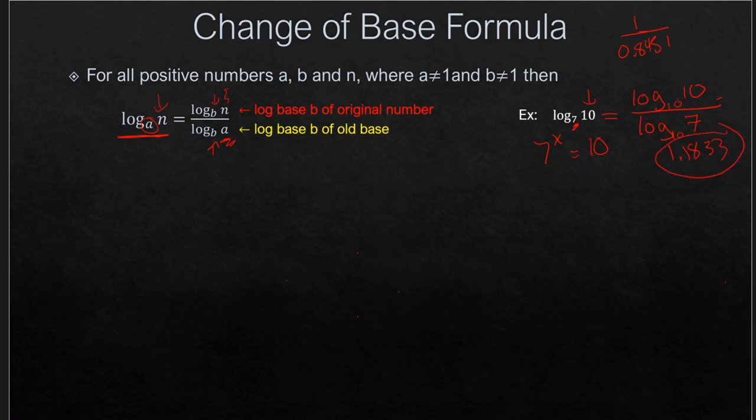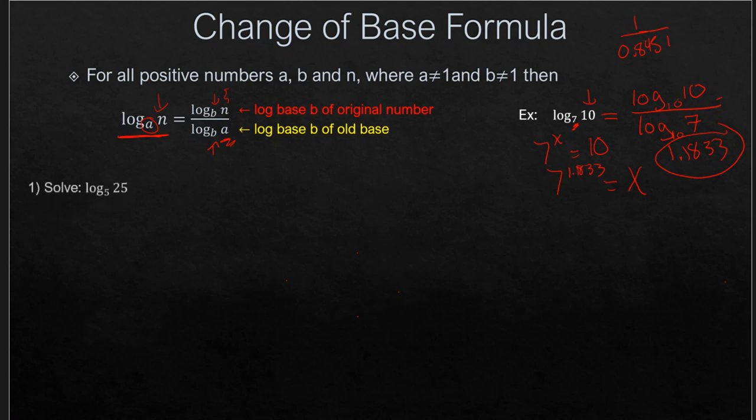So basically, if I did 7 to the 1.1833 power, I should expect to get 10. You could try it just to make sure. Obviously, we're rounding a little bit, so it might not be exact, but it should be pretty much 10. And that's what we could use the change of base formula to do, to figure out 7 to what power gives me 10, since most of your calculators will not have that as a function.